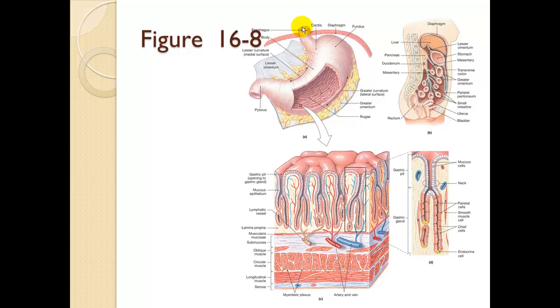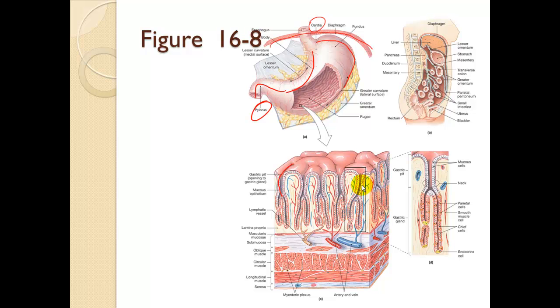And here is the cardia. There's your diaphragm, the fundus, the body. This is the pylorus. And you see all these wrinkles inside here? This is a blow up of these wrinkles. And essentially, these are called gastric pits.